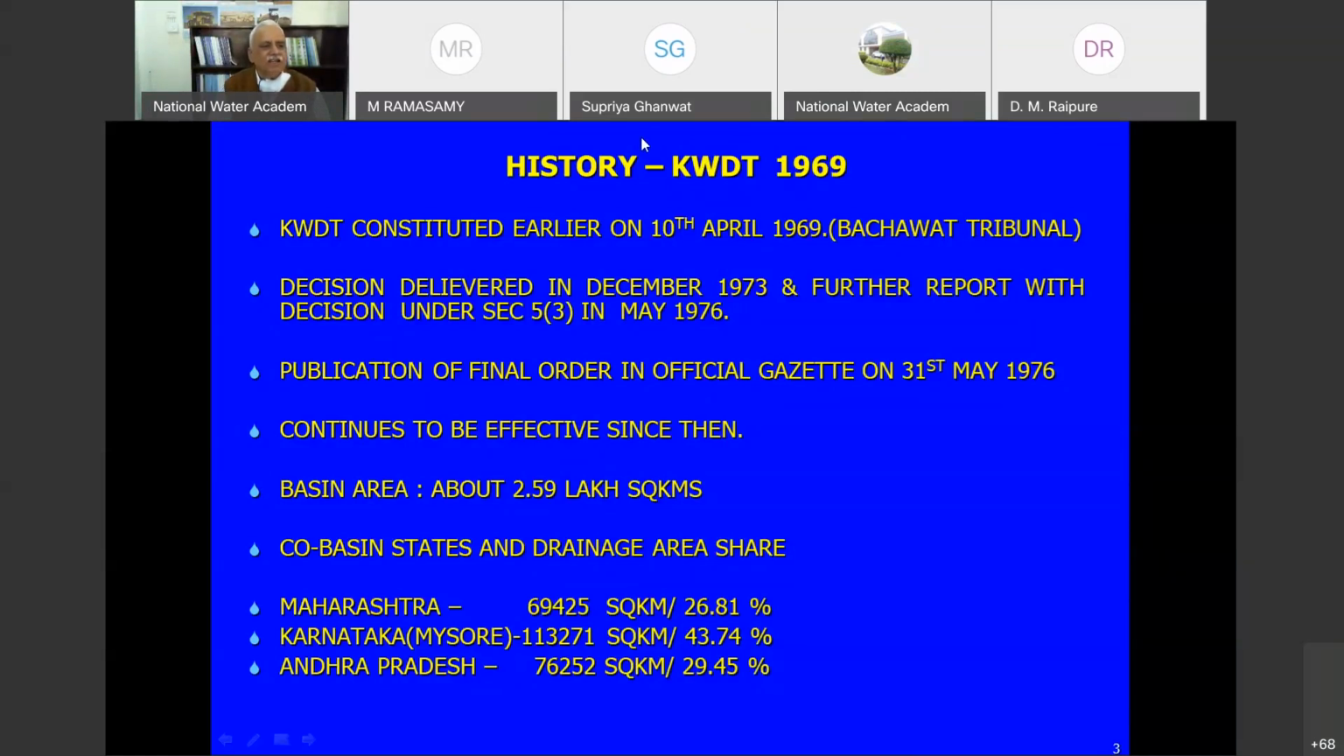So the tribunal delivered its report, come decision, in December 1973 under section 5.2, and a further report was given under section 5.3 in May 1976. The final report of the tribunal was published in the Gazette of Government of India on 31st May 1976, and from that date onwards the decision became binding on all the party states. This decision continues to be effective since then.